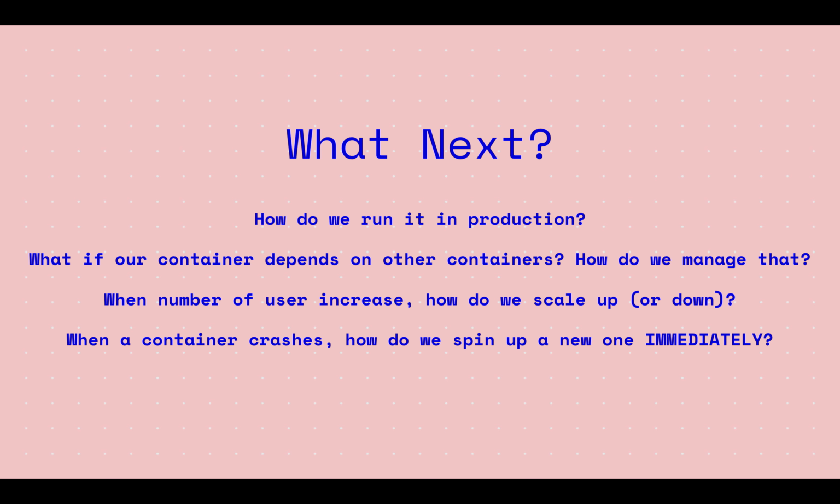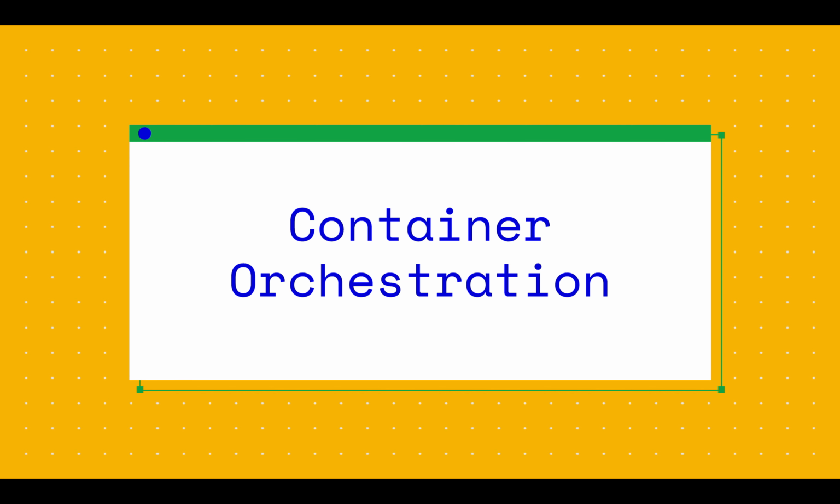Now we've talked about containers, we've talked about a little bit comparison between containers and virtual machines. Now, what next? How do we run a container in production? How do we trust a container? What if our container depends on other containers? How do we manage that? When the number of users increase, when the number of traffic increases, how do we scale up or down our container? What if the container crashes? How do we spin up one immediately? So these are the questions we are going to be answering for the next 30 to 40 minutes. Now this leads us to container orchestration.